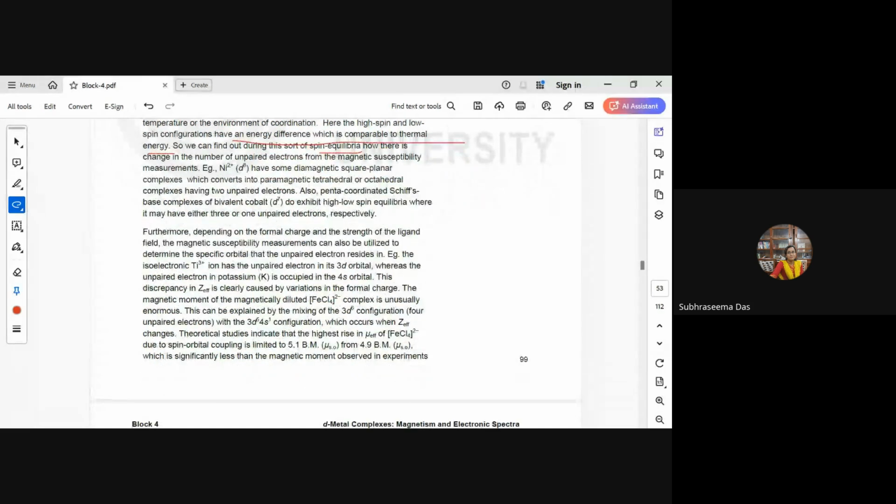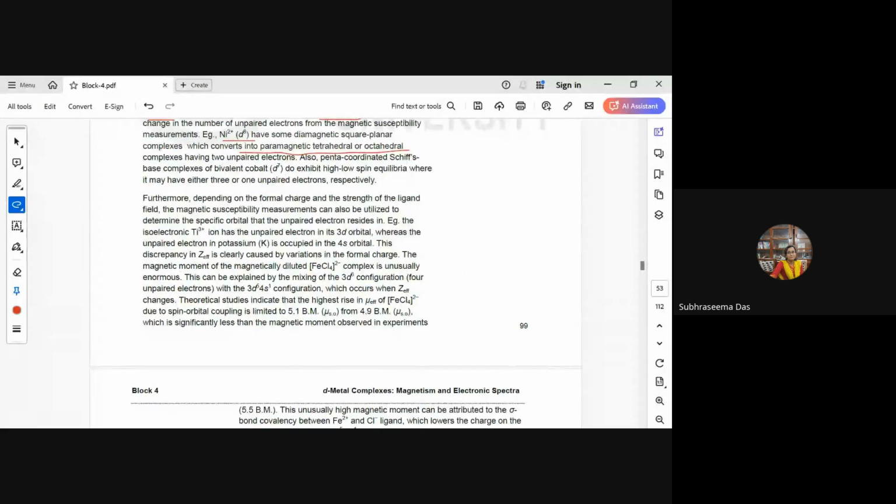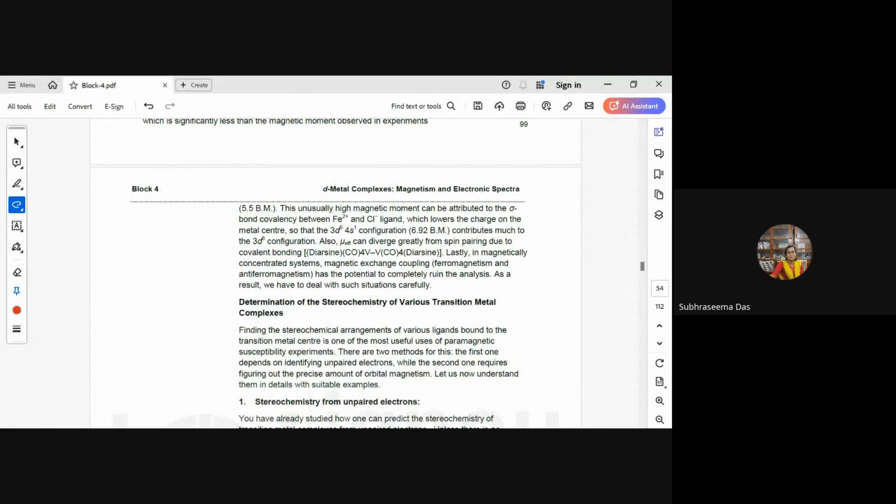For example, nickel 2 plus is d8. It has some diamagnetic square planar complexes which convert into paramagnetic tetrahedral or octahedral complexes having two unpaired electrons. The change that we can observe here indicates the number of unpaired electrons, and we can find out the electronic configuration on the metal center.